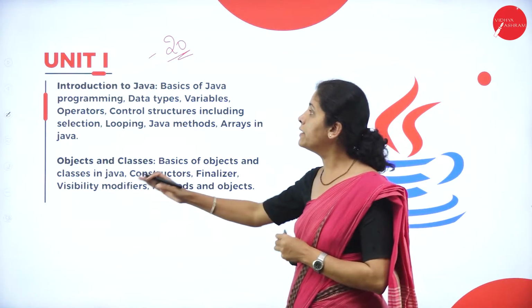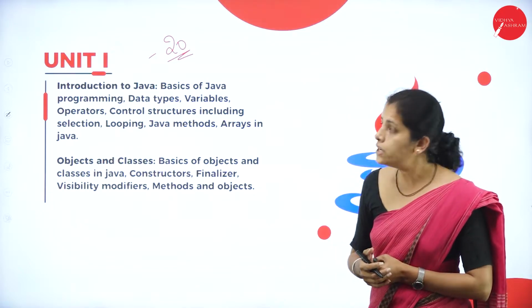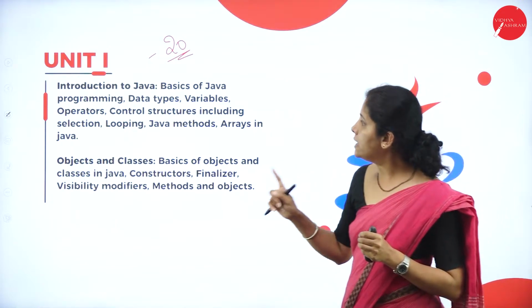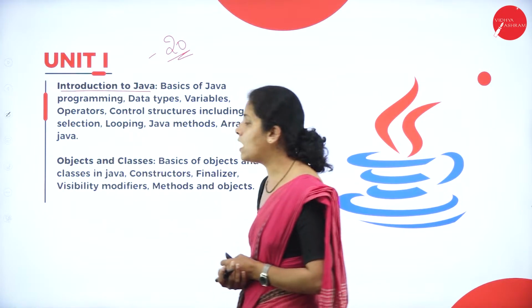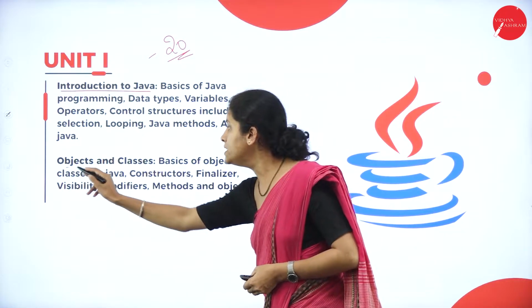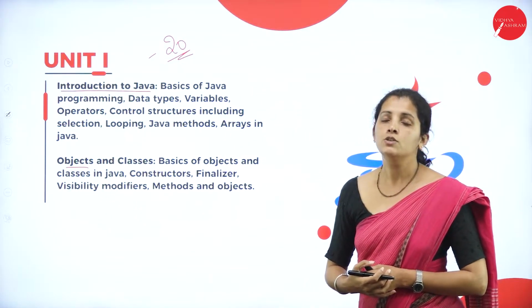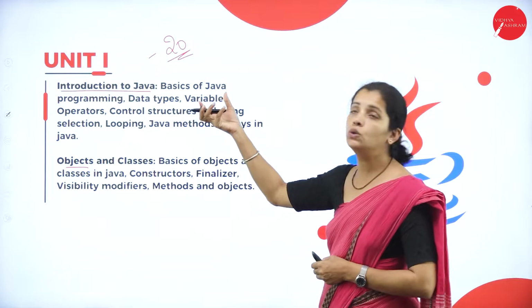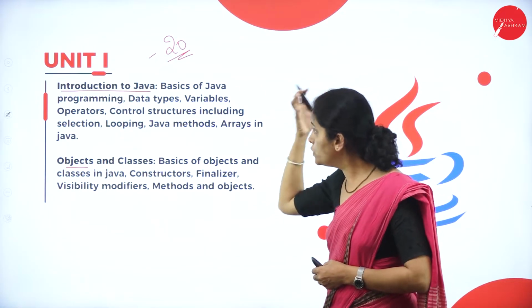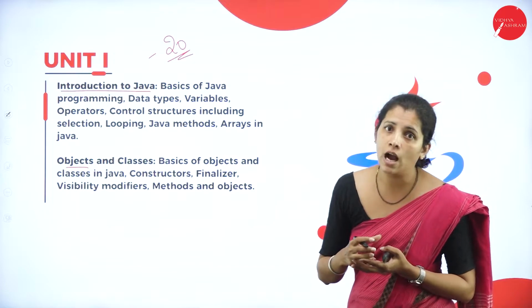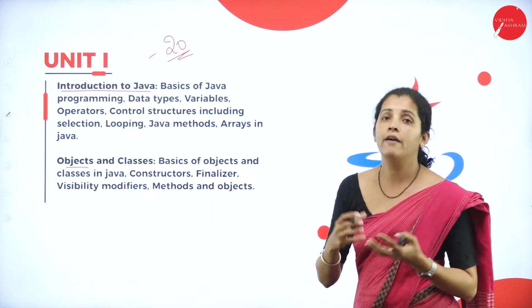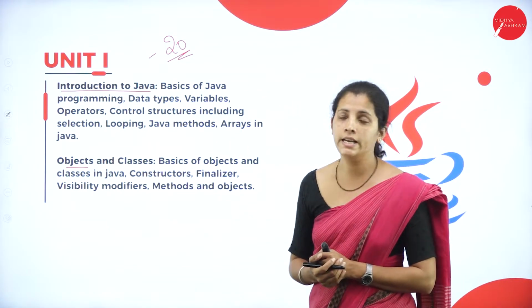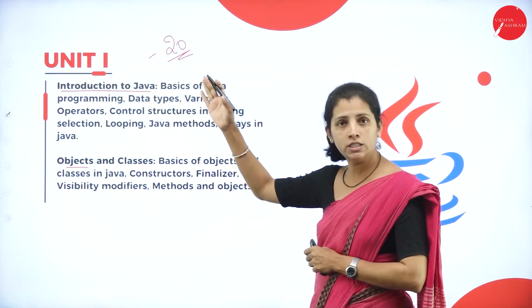So, dear students, if I consider unit 1, under unit 1, I'm going to get 2 chapters. One is Introduction to Java. Another one is Objects and Classes. So, dear students, under chapter 1, that is Introduction to Java, I'm going to study basics about the Java programming language, evolution, history, origin, all those things I'm going to study under Introduction to Java.